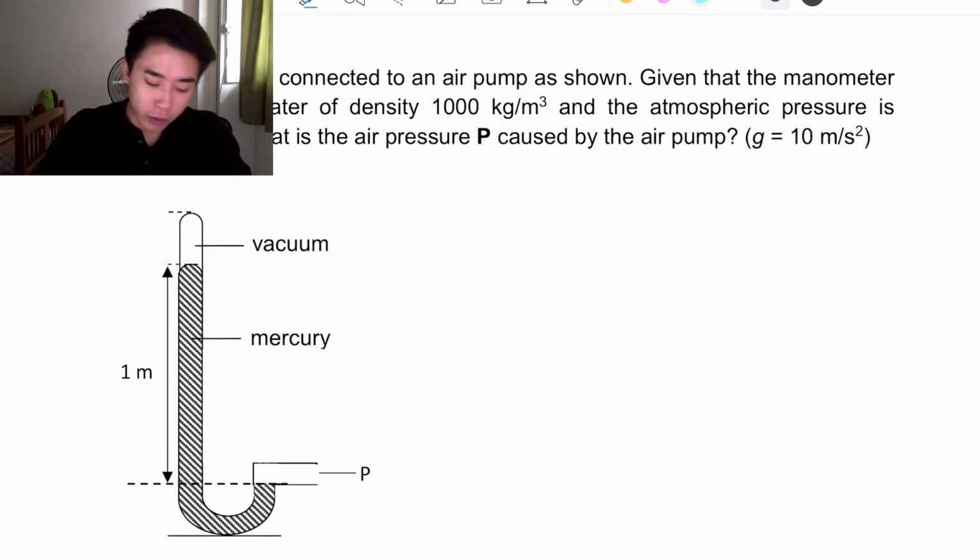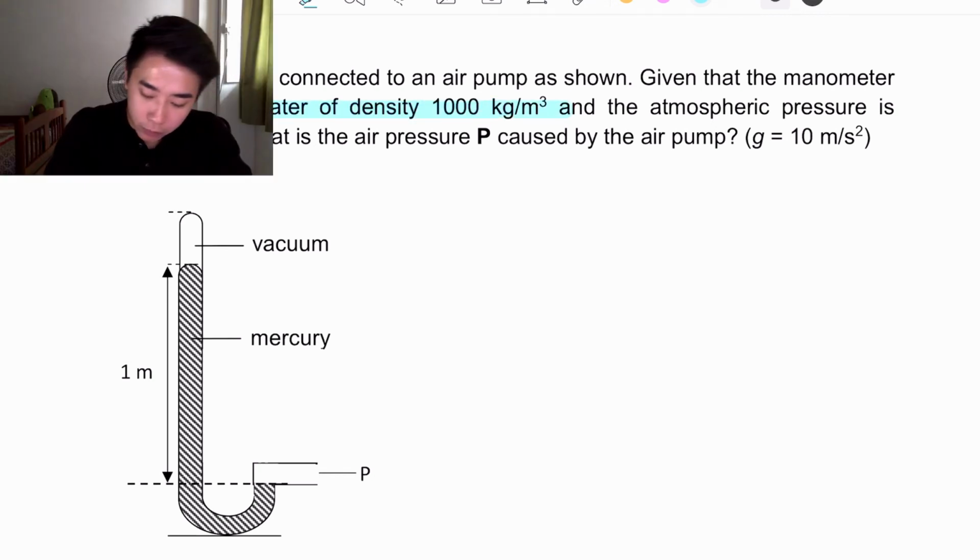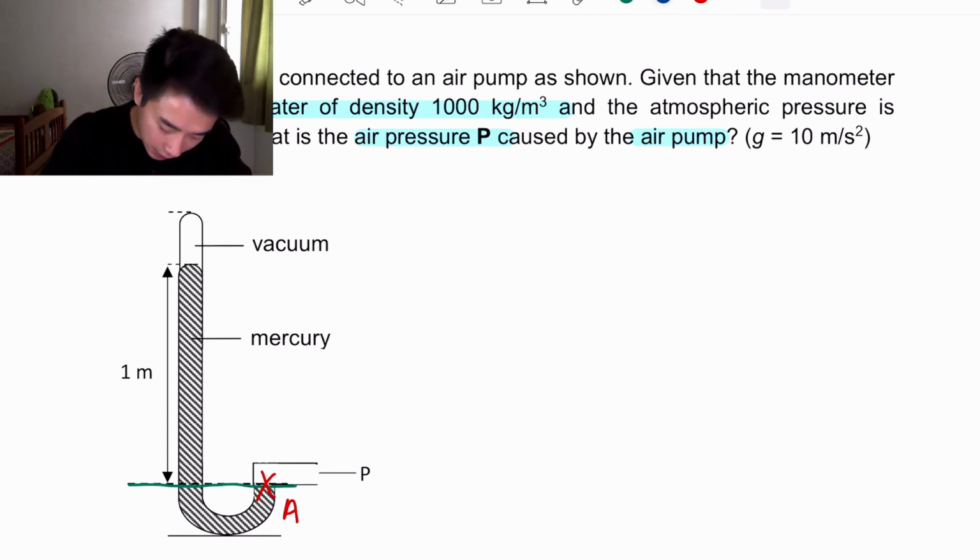Right, in example 3, we have a manometer that is connected to an air pump as shown. Now, the manometer is filled with water, which has density 1000 kg per meter cube. Atmospheric pressure is 100,000 pascals, and they want the air pressure P caused by the air pump. So let's take a look at this manometer. So again, we draw our favorite horizontal line that is along the lowest liquid surface, right? And here we have 2 points. Let's call this A, and let's call this B.